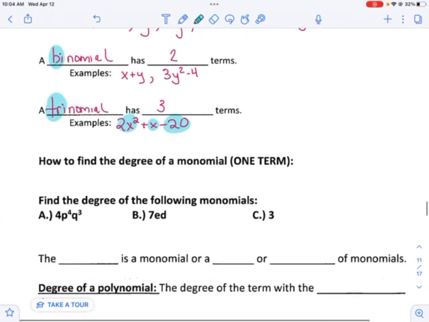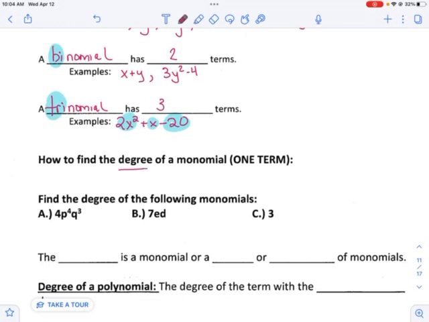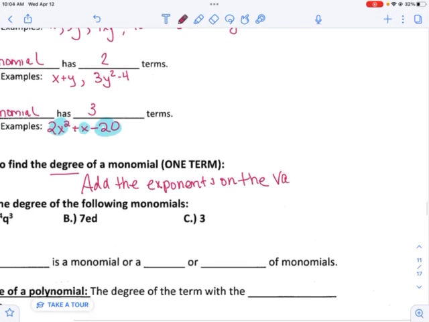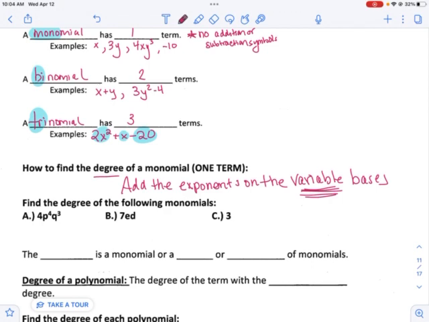Now, how to find the degree of a monomial? Remember, one term. What we do is we add the exponents on the variable bases. Okay, so only on the variable bases. We'll talk about what that looks like. Okay, so to find the degree of a monomial, we add the exponents on the variable bases.